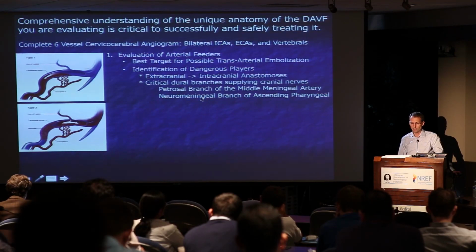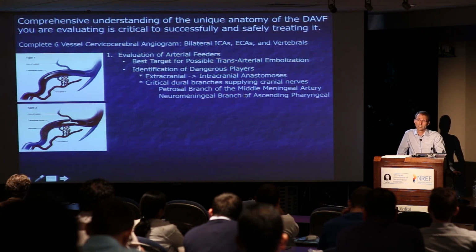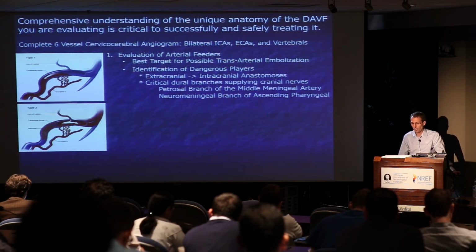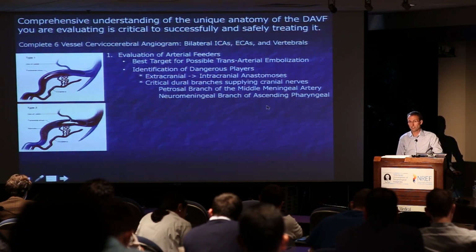And for these, there's the petrosal branch of the middle meningeal artery, which runs in the internal auditory canal with 7 and 8, supplies the facial nerve. And then the neuromeningeal branch of the ascending pharyngeal, which I'll show, basically supplies a lot of the lower cranial nerves. These are important. Patients want them to work, and we need to be careful to preserve them.